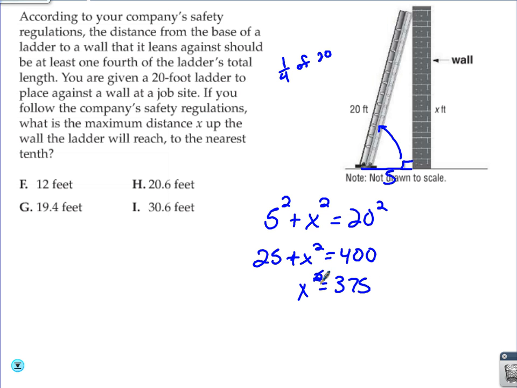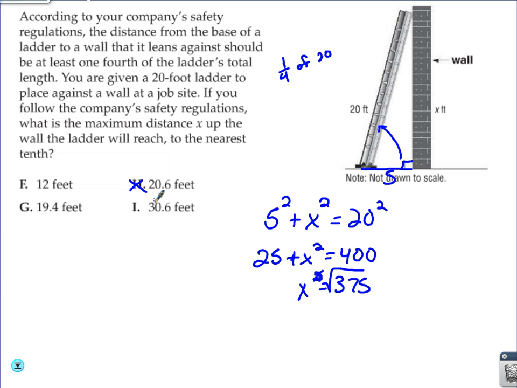And to get rid of a square, we square root. We type in 375 into our calculator. Actually, we don't even have to, because I know that 20 times 20 is 400, correct? So is 20.6, which is even higher than that, multiplied by 20.6, going to give me 375?